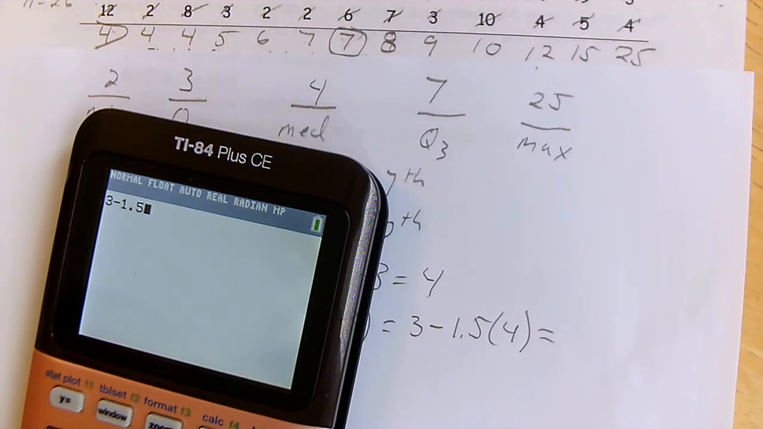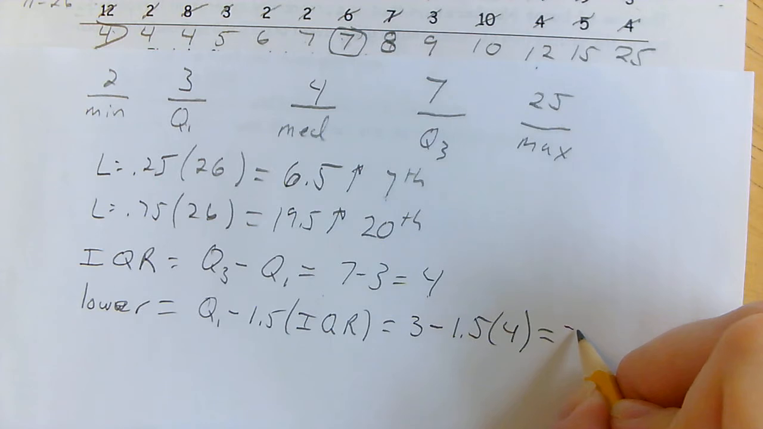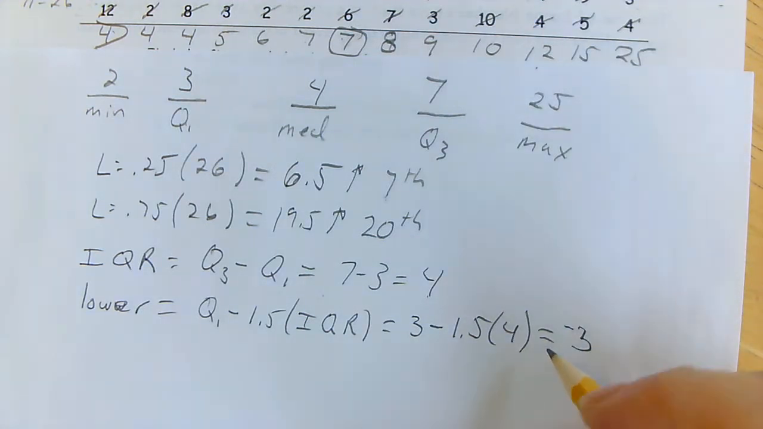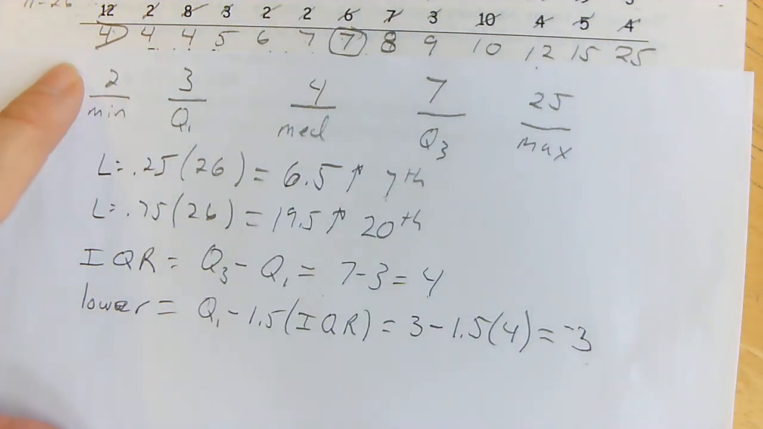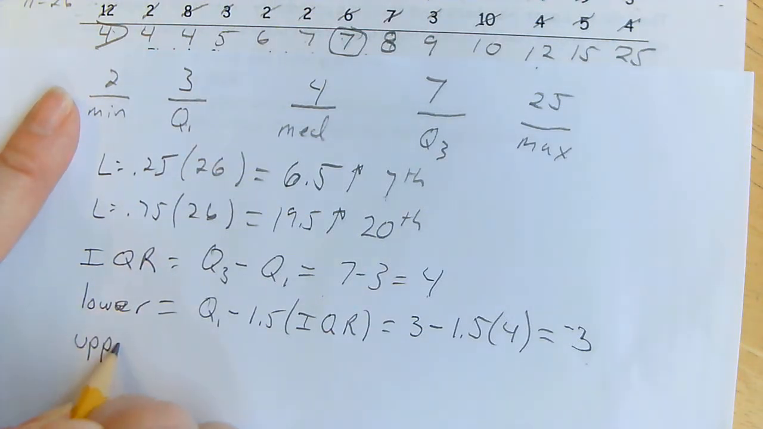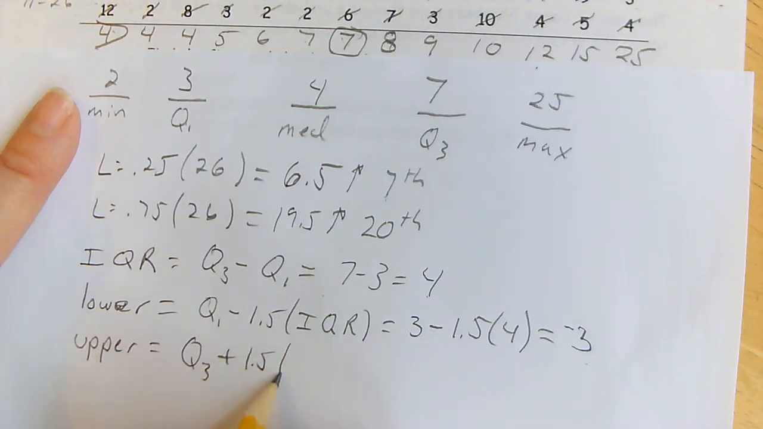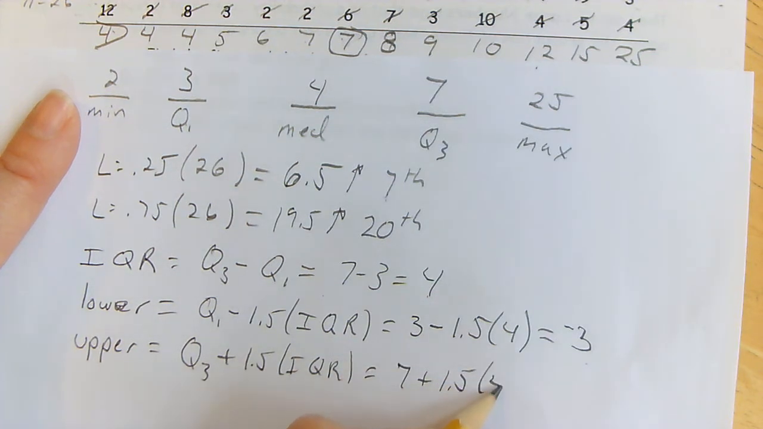Three minus 1.5 times 4 is -3. So anything below a -3 does not belong in this data set. Our minimum value is 2, so we do not have any lower outliers. Our upper outlier limit is when I take the third quarter and I add 1.5 times the inner quartile range. So I'm going to take 7 plus 1.5 times 4.